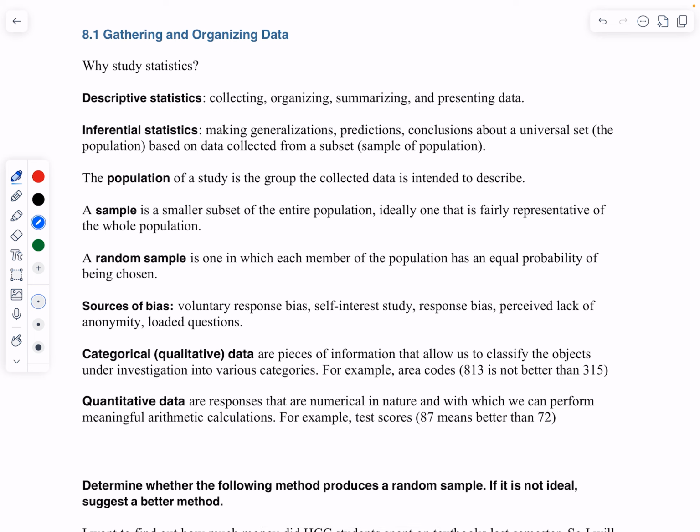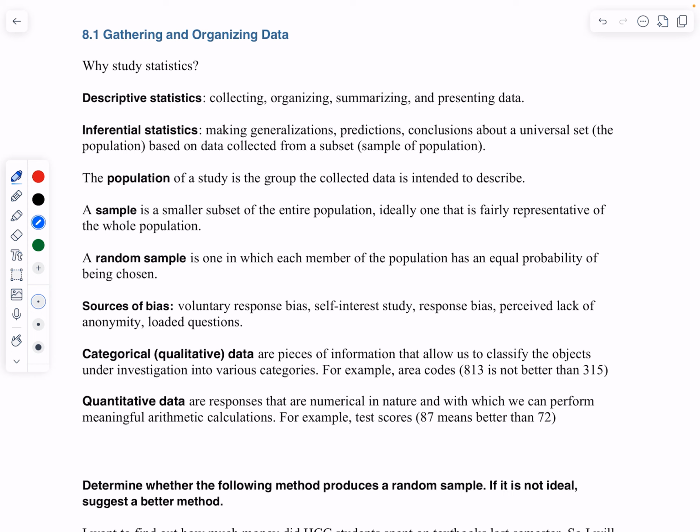So basically, you might be asking yourself, why do we study statistics and why do almost every single major require you to take a statistics class? The reason why is it's very important. It allows us to gather data and allows us to make predictions sometimes, and sometimes it just allows us to make some changes about things. So the first kind of statistics we're going to look at is descriptive statistics.